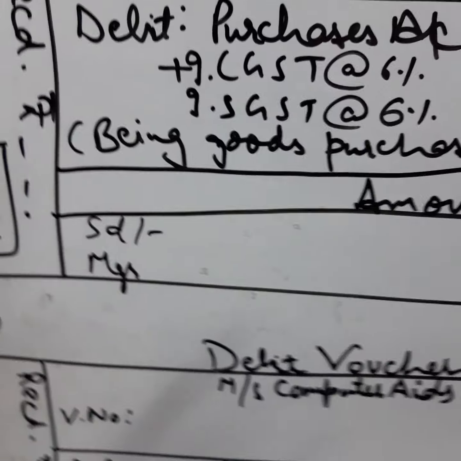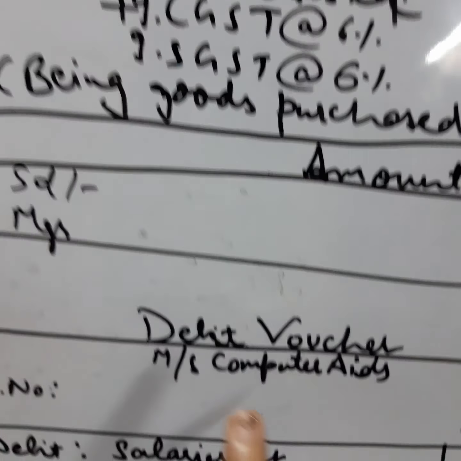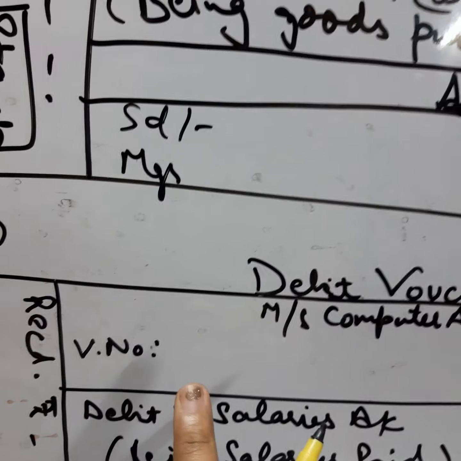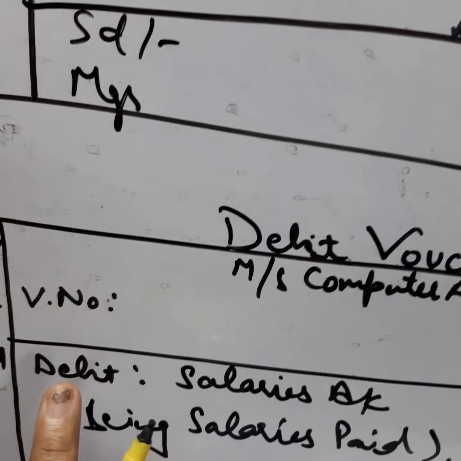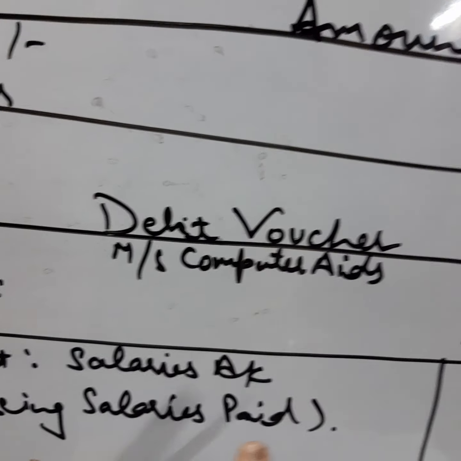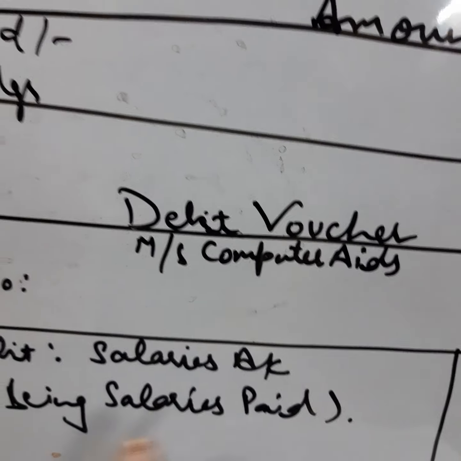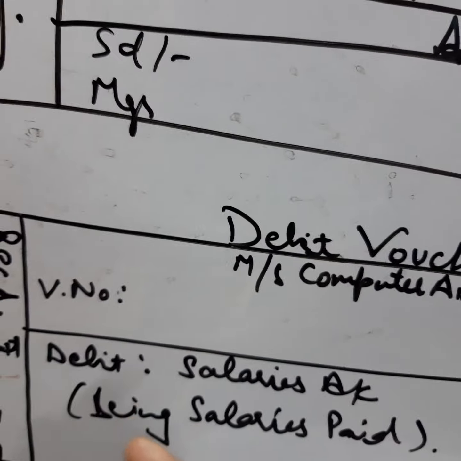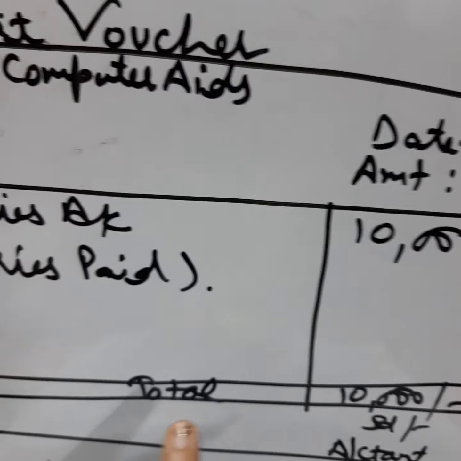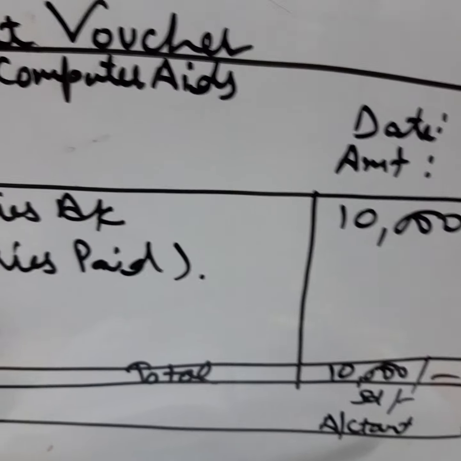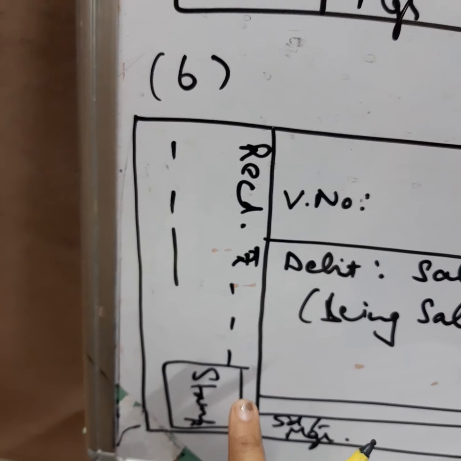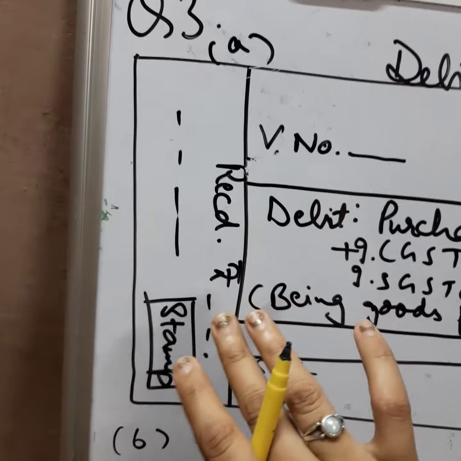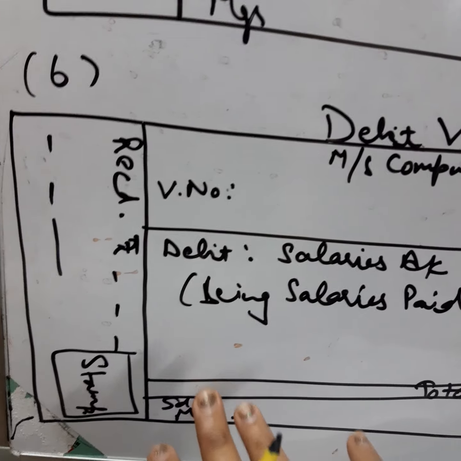Debit voucher will be given the heading, and we'll write the name of the company, Messrs Computer Aids, voucher number, date, amount. Debit salaries account, being salaries paid. We need to mention the narration also: why this voucher is being prepared, why salaries account is being debited. So 10,000 total, again the signature on both sides and receipt foil with the stamp over it. Whenever we make a payment, we put a stamp also on the debit voucher.